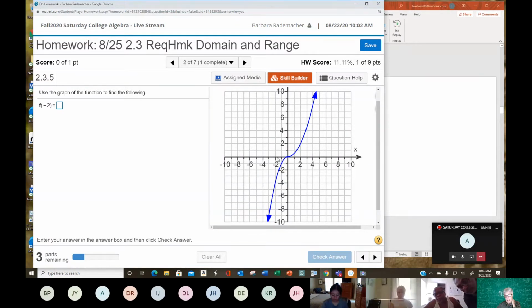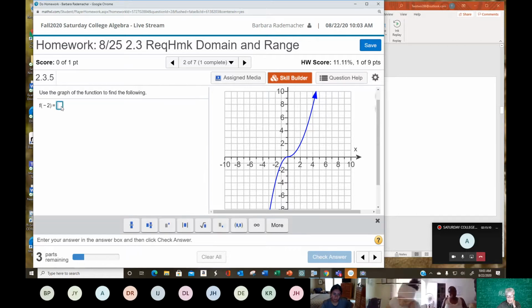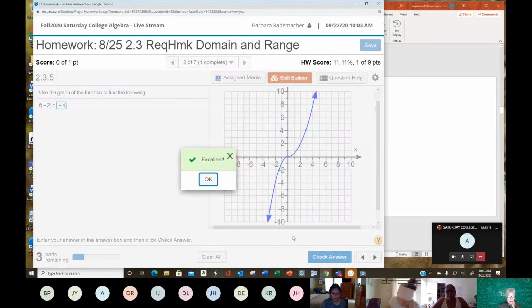Okay, and so at -2, we came down here to the graph. And once we're there, the graph stops us. So we go over to the y-axis and we find out that y is -4. So I would type a -4 here. And then I check my answer. And it tells me, good, okay.